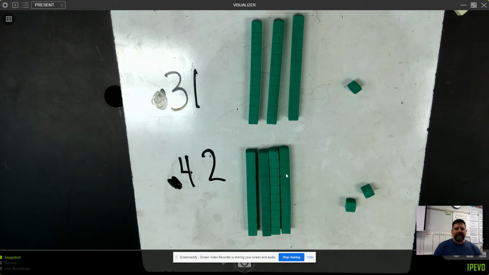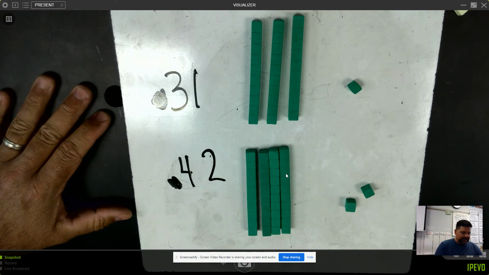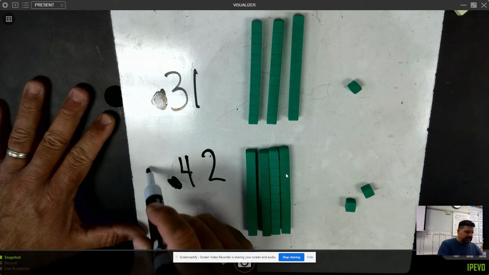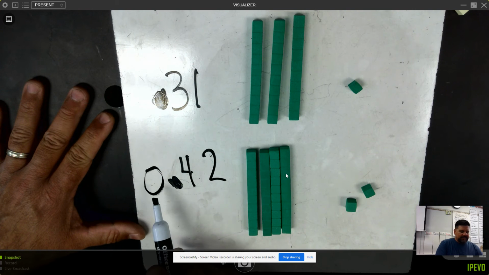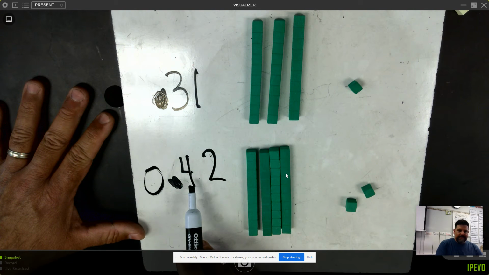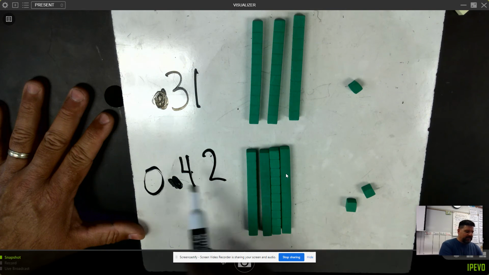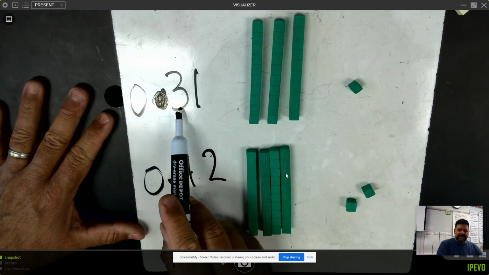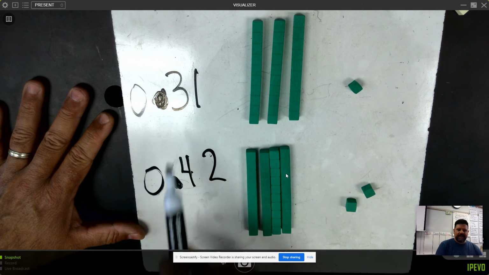Always start comparing from the largest place value. What's a bigger place value, tenths or hundredths? If you're not sure, go one more place value to the left. What's bigger, groups of 1 or groups of a tenth? Ones are bigger than tenths. Tenths are bigger than hundredths. The same would be true for 31 hundredths. Ones are bigger than tenths. Tenths are bigger than hundredths.